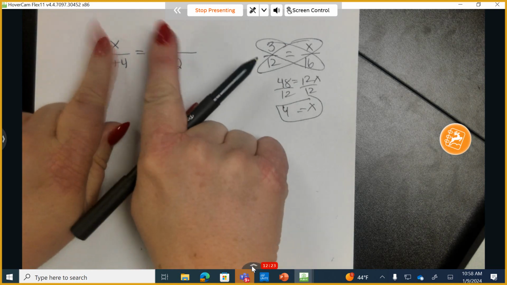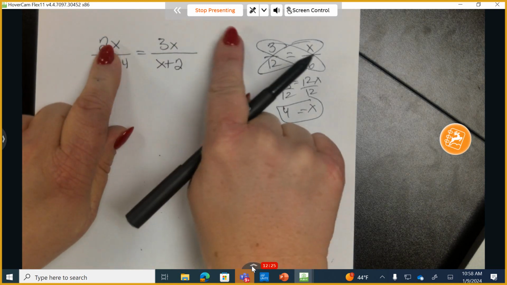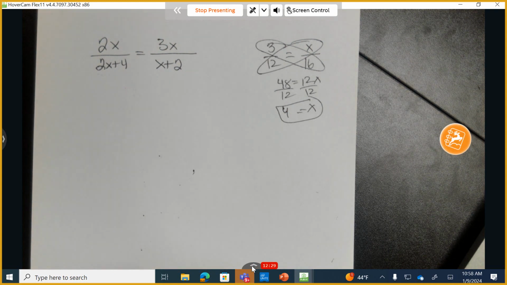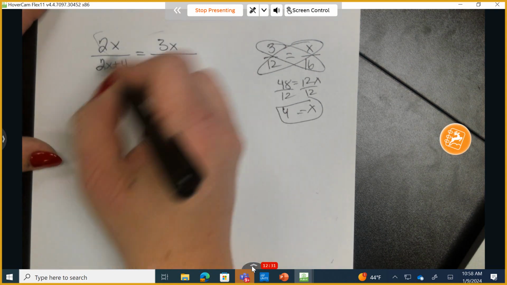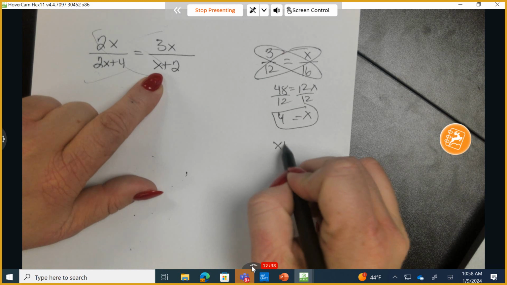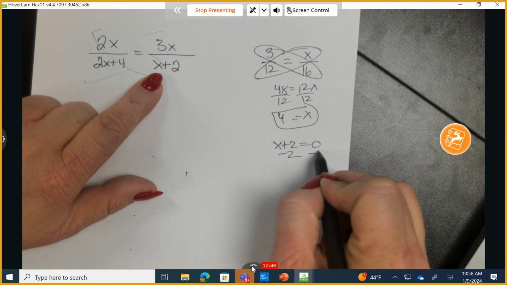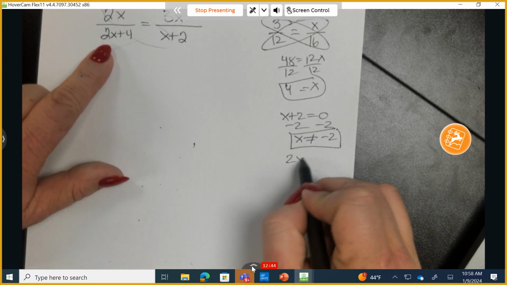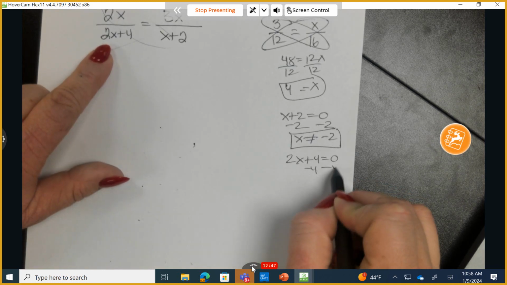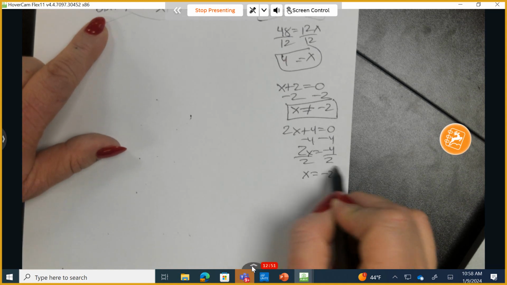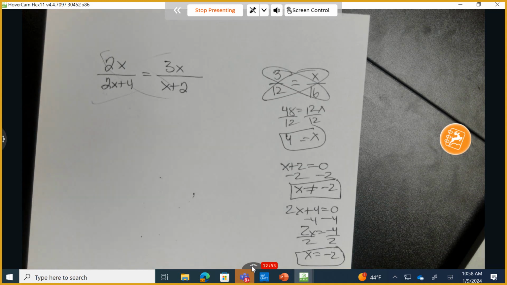Why? Because we have two terms separated by the equal sign. There's not like an additional third term that's on the left or right. So one way we could do it, although I'm not going to use this method right now, is we could cross multiply. Everybody understand? But before we get to that point, let's first identify what x cannot be. So I'm going to take x plus 2, set it equal to 0, and we can see x cannot be equal to -2. Then I'm going to take 2x plus 4, set it equal to 0, and 2x equals -4. Oh, x again cannot equal -2. Okay, got it.